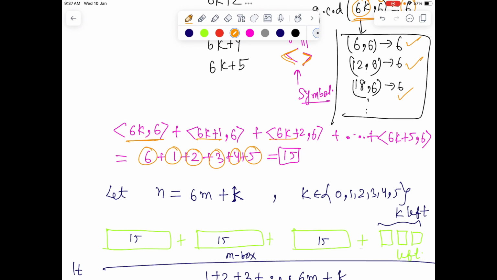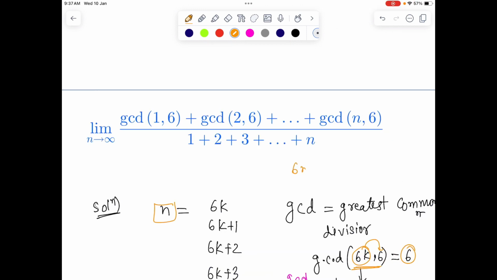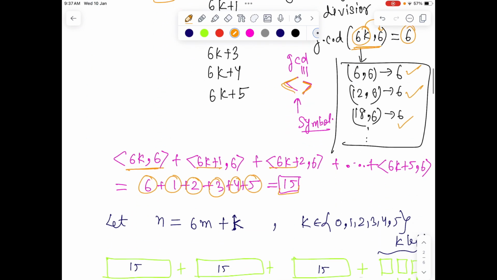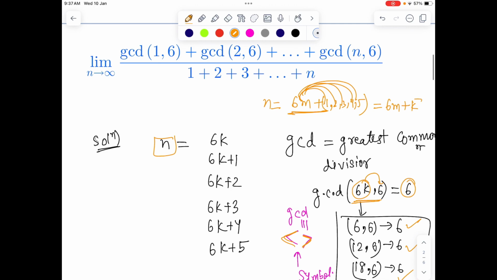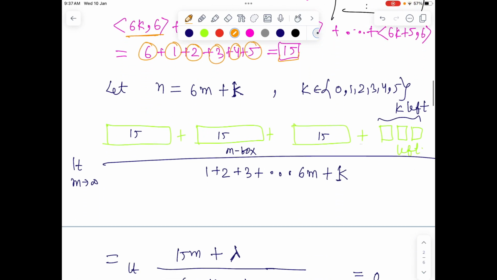Right, so if we add all the GCDs, any number n will be in the form 6m plus something, because n will either be divisible by 6 or it might leave a remainder of 1 or 2 or 3 or 4 or 5. If it is leaving remainder 6, it's definitely divisible by 6. So any number n can be written as either 6m, or 6m plus 1, or 6m plus 2, or 6m plus 3, or 6m plus 4, or 6m plus 5. So in general I can write any number n as 6m plus something, right? Here I have taken k, where k can take the values 1, 2, 3, 4, 5.